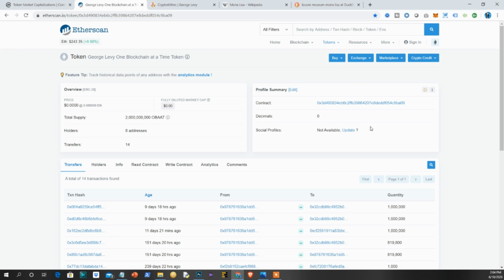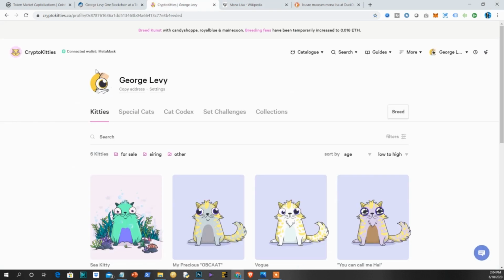ERC-721s. And by ERC-721s, what we're doing is a non-fungible token. That is, one token is different from another one. What I'm showing you here is CryptoKitties. Now, CryptoKitties are the best known use case for 721s.